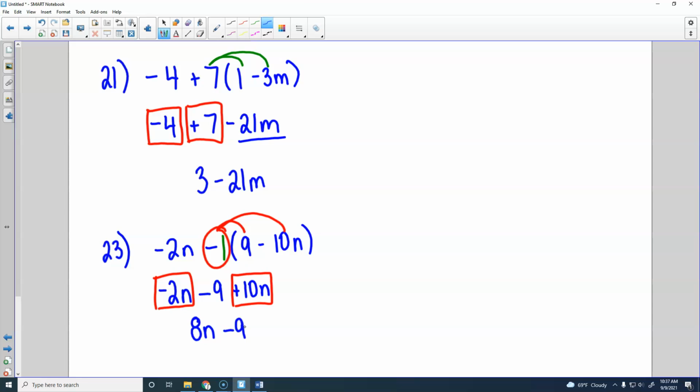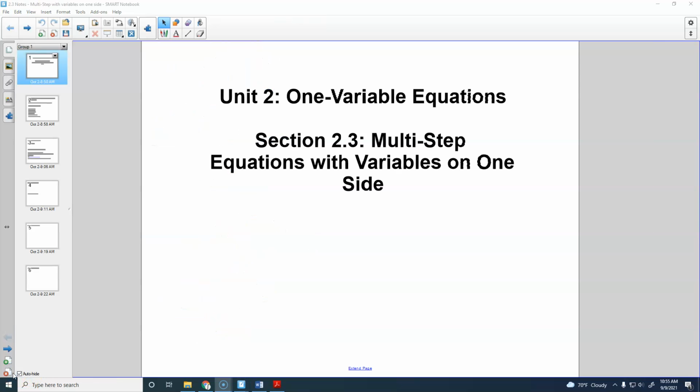Alright, I want you to work on this for about 15 minutes or so. This is classwork, so get done now. It shouldn't take too long.